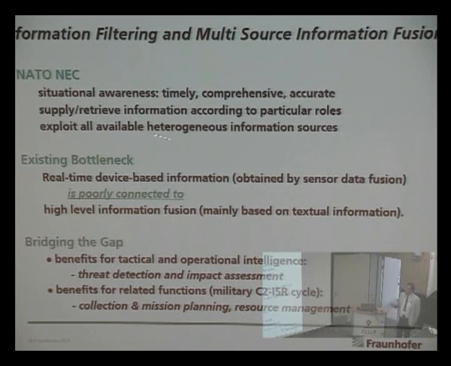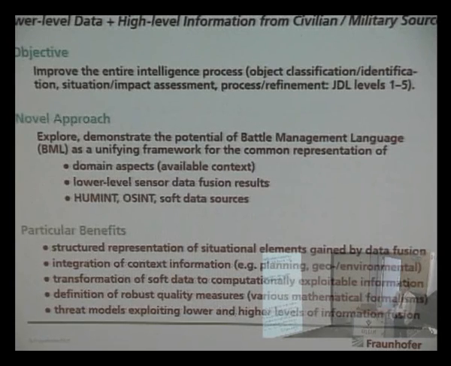This existing bottleneck between real-time device-based information that we obtain by sensor data fusion and higher-level information, which is mainly based on textual information, human reports or something like that. Bridging this gap has enormous benefits, and the novel approach we plan to achieve with this task group is to explore the potential of battle management language as a unifying framework to represent all the different levels of information.